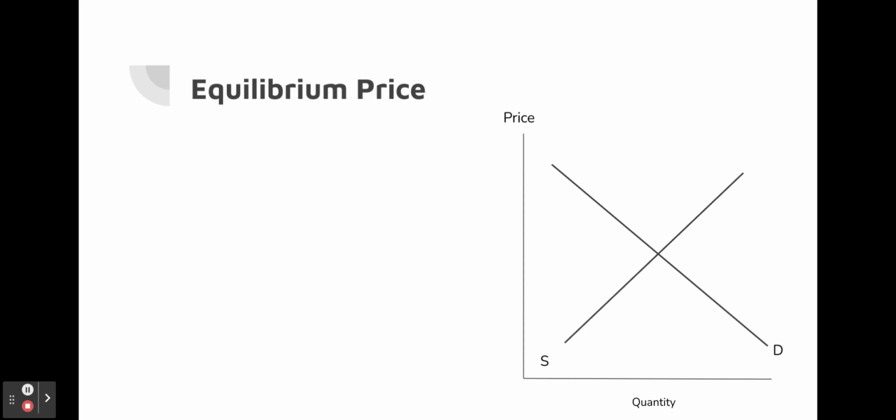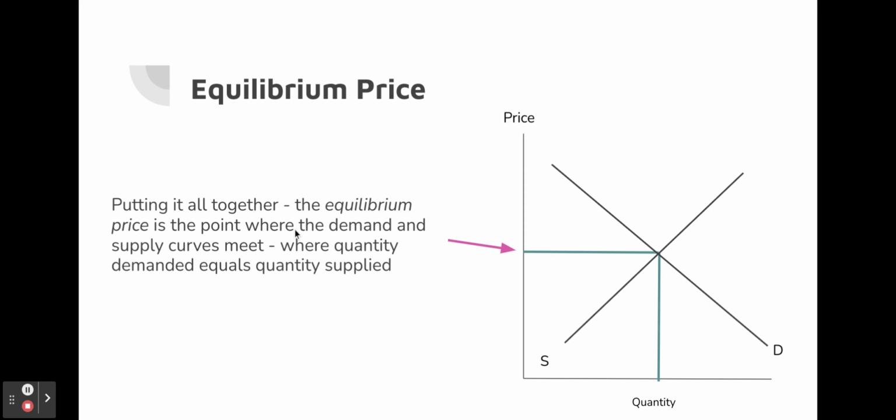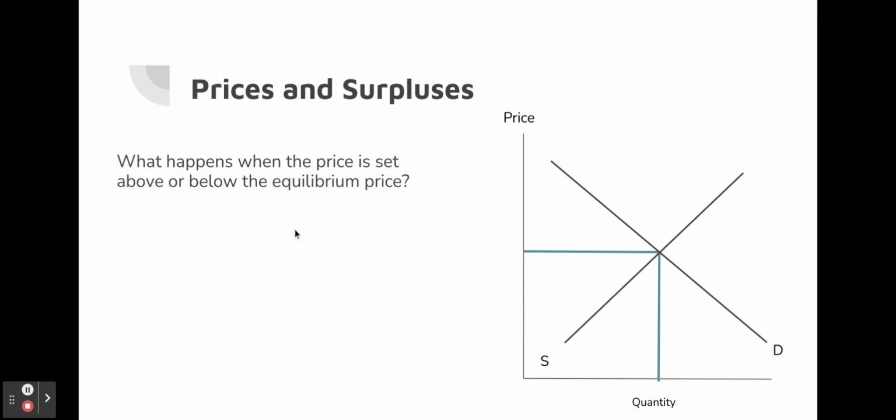What happens when we put the two curves, supply and demand, together? On our price and quantity graph, we now have both the supply and demand curves. The point where they come together is the equilibrium price. It's the point where quantity demanded equals the quantity supplied. This begs the question, what happens when we set a price that is above or below the equilibrium price?